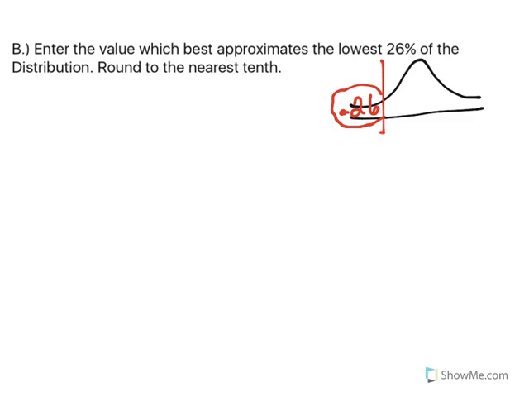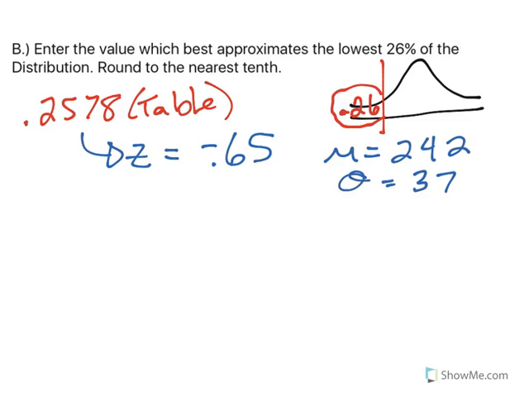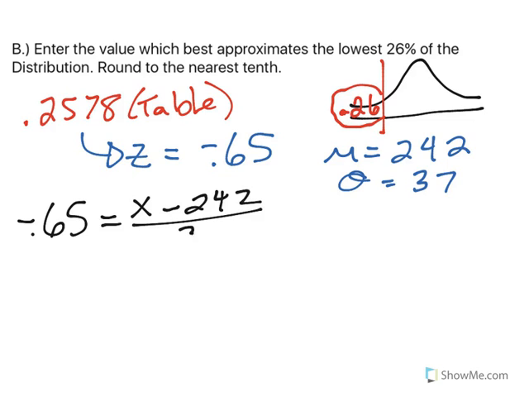Well, 0.26 is not in our table, but 0.2578 is in the table, and that's the closest that we have, so we're going to approximate. So if we find the area, or the proportion, of 0.2578, that's going to lead us to a z-score of negative 0.65. So if I have a z-score, I know my mean is 242, and I know my standard deviation is 37. That's from the previous page. So I can plug these into our z-score formula. Negative 0.65 equals our data value minus the mean over the standard deviation.